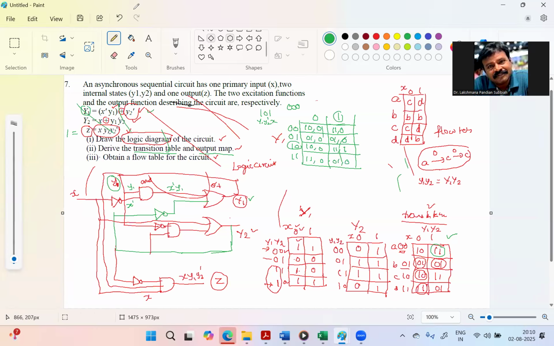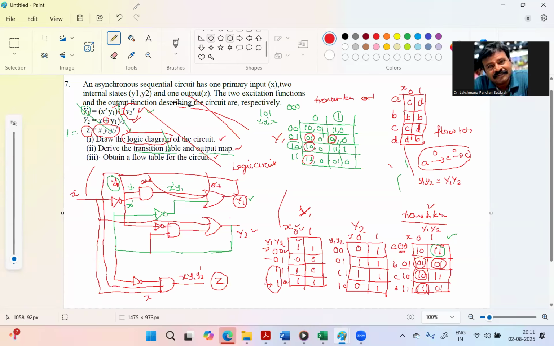Now wherever it is stable, you draw the circle. Stable means the present state as well as the excitation variable is same, right? Then you have to draw a circle. So this is stable. Then here this is stable, same one, right? So this is the transition table with output map. Transition table and output map.